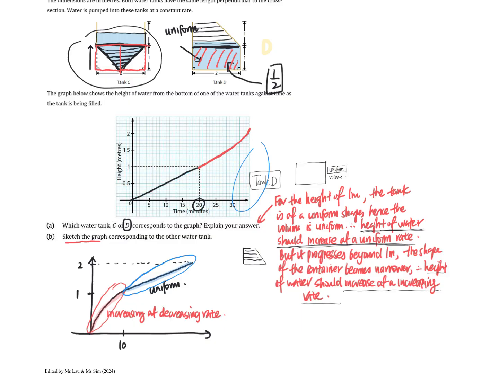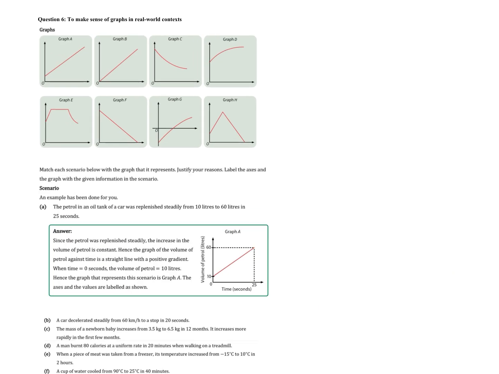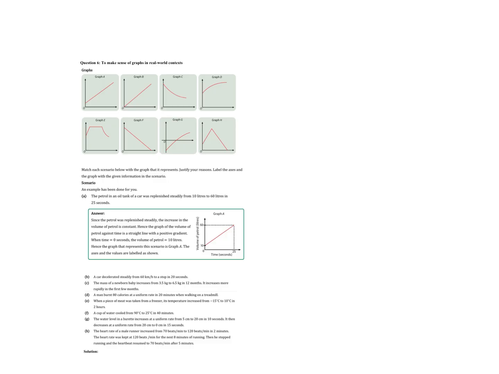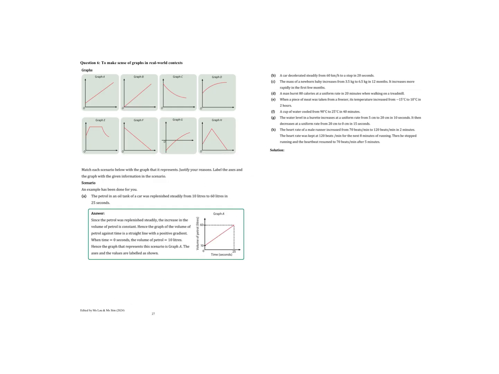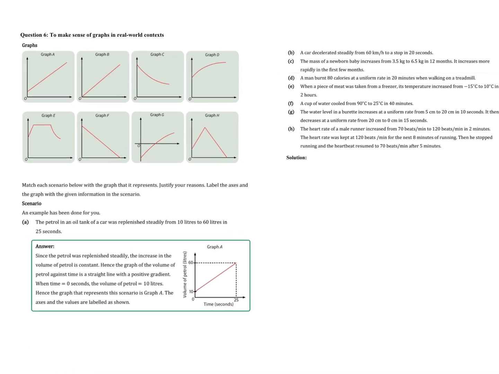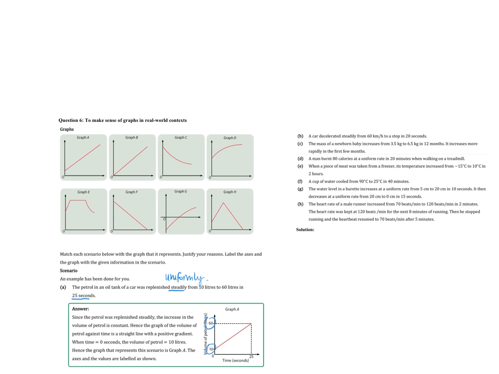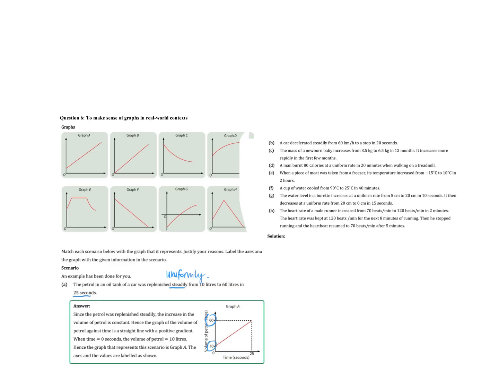Okay? This one. They give us scenarios and they ask us to match them with the situation. So let's just try to find a match. A, they already matched it for you. Okay, the petrol in the oil tank replenishes steadily from 10 liters to 60 liters in 25 seconds. Steadily means uniformly. So they match graph A to scenario A. So now let's try to find the match. I have B.